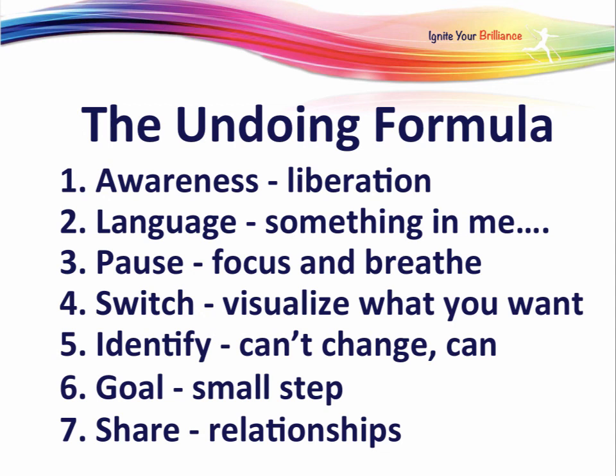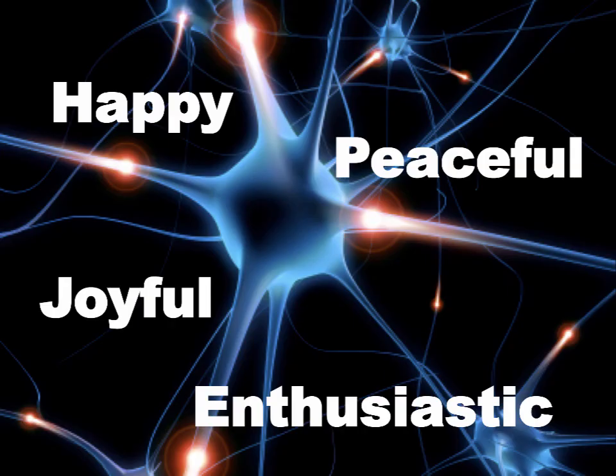Now, each of these elements will work both independently as well as in combination with others, and in future videos I'll share with you some winning combinations, some that can be done as little as a minute or less, that can really help shift your energy and your state of mind. So, those are the 7 elements of the undoing formula. It truly is possible to refocus your brain to be happier, more peaceful, more joyful, and enthusiastic. And in future videos, I'm going to delve deeper into each of those elements and help you to put this into practice in your life.